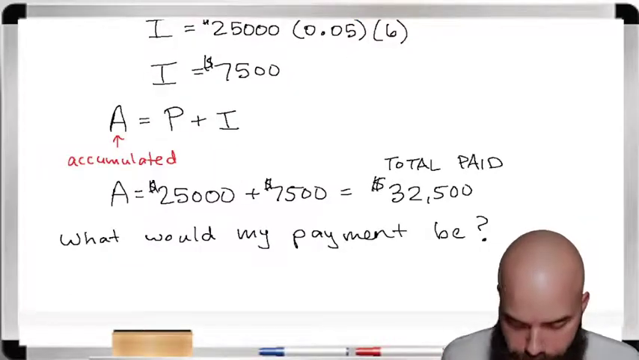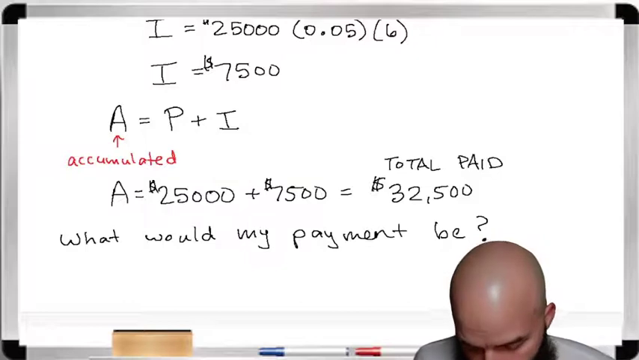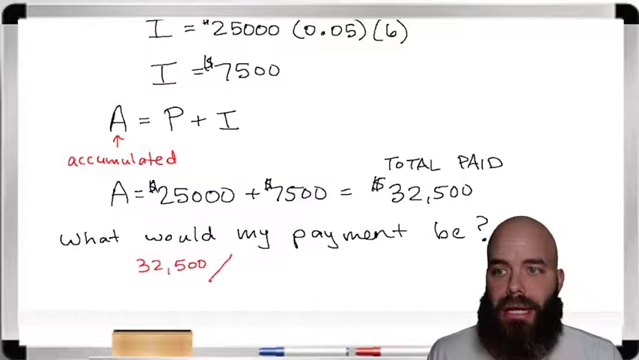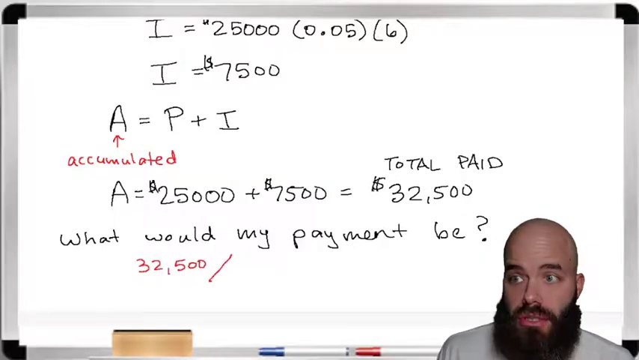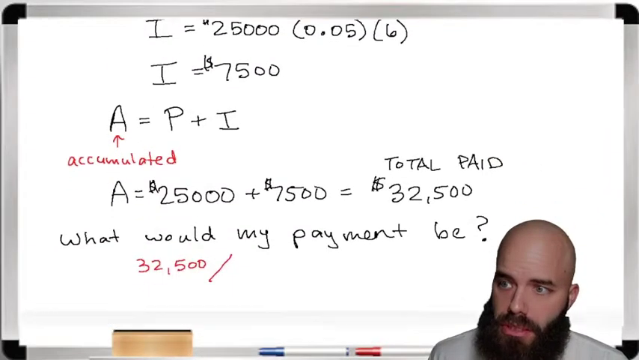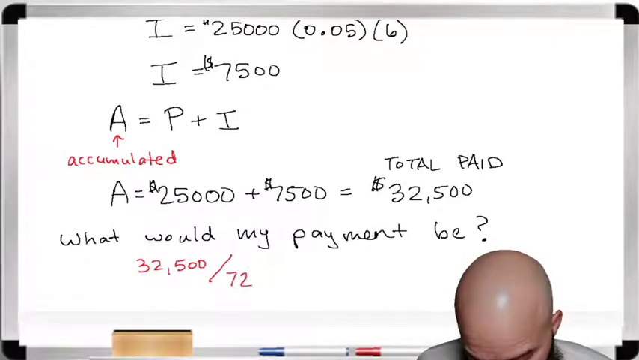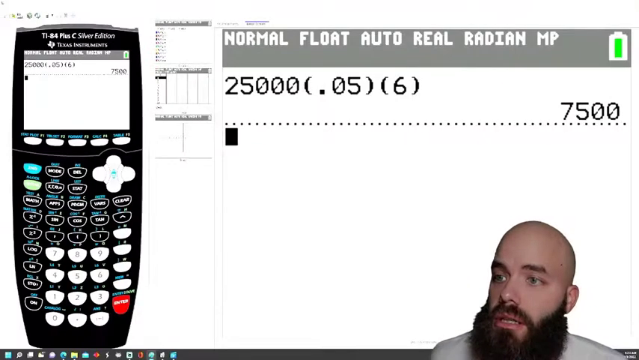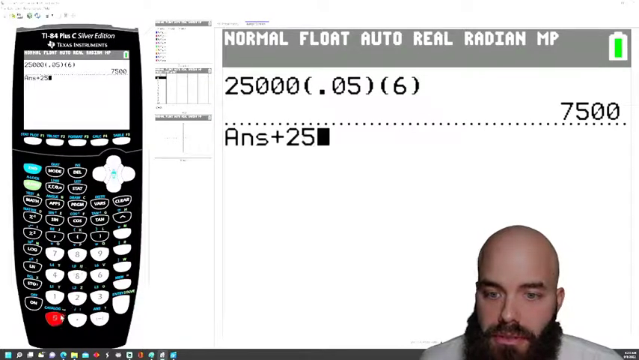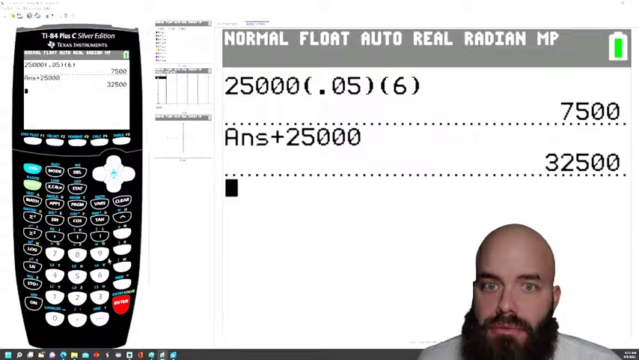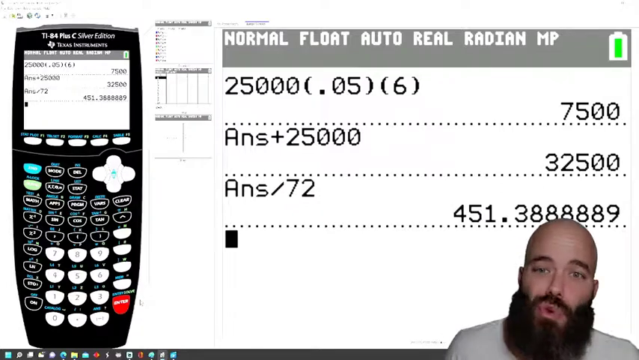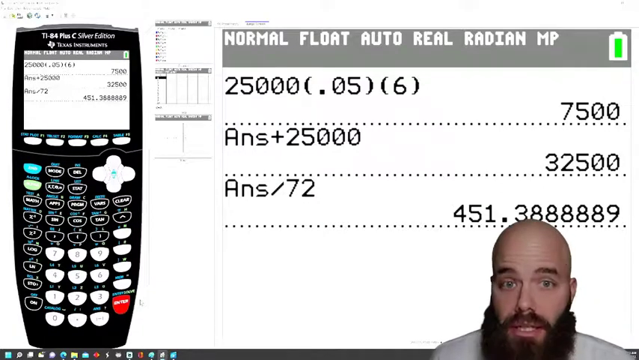So what will my payment be? Well, my payment will be the $32,500 divided by the number of payments, which in the term that we chose for this particular problem is 72 months. So divided by 72 months, and that would be, let's go ahead and add this, 25,000 divided by 72 months. So our payment will be roughly $451.39.